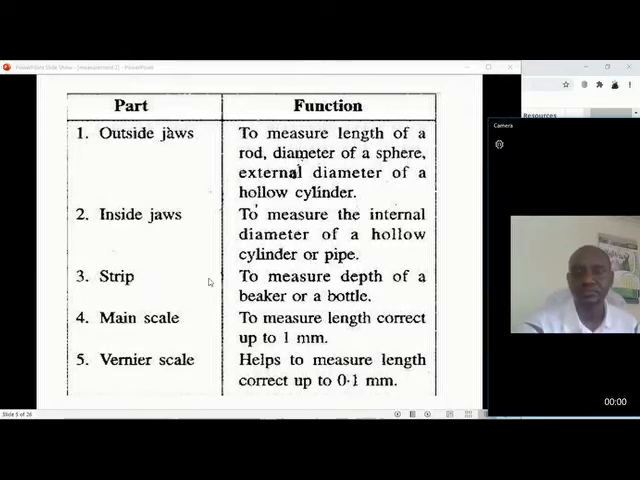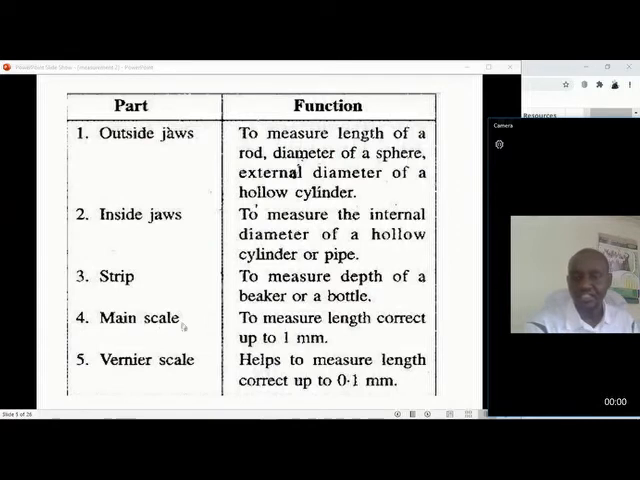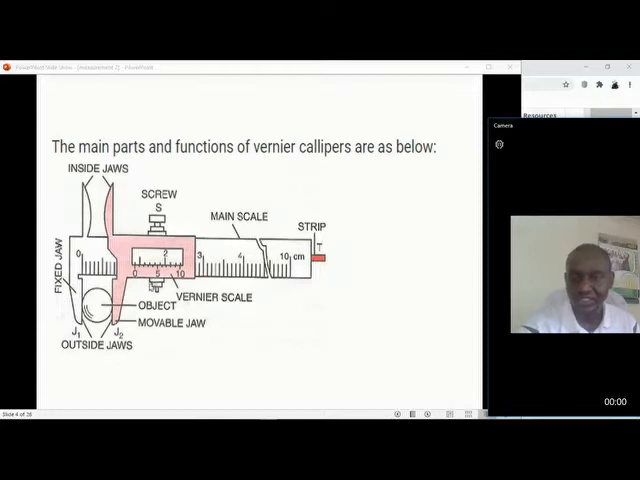Strip to measure the depth. Hope you are getting the strip is here. Main scale to measure the length correct up to 1 millimeter. Vernier scale helps to measure the length up to 0.1 millimeter. We are saying this scale down here. The main scale is this one. The strip is here. So what are we saying?